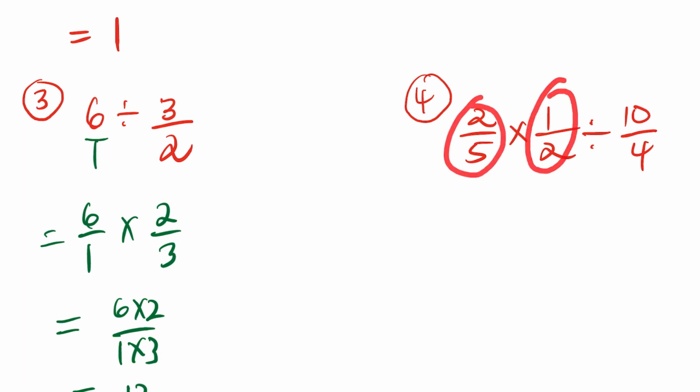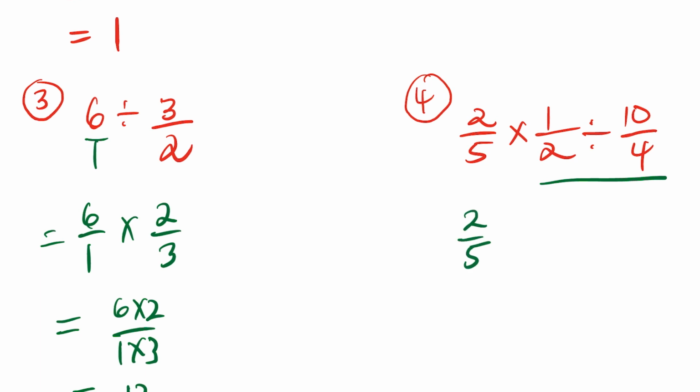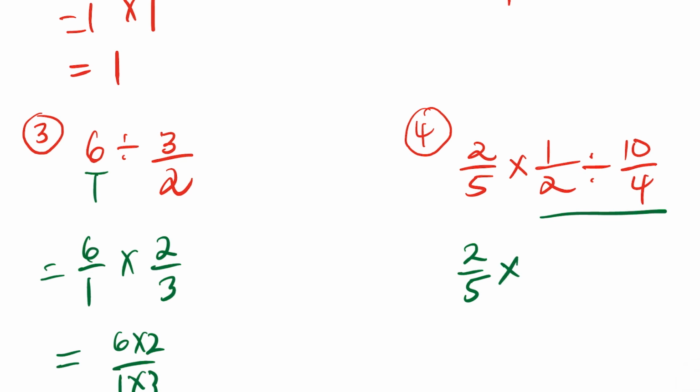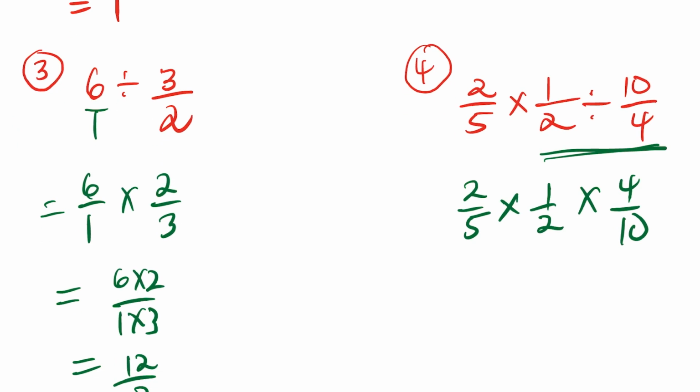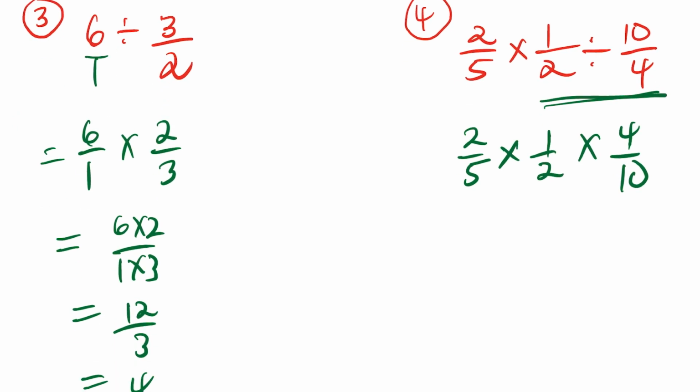Let's go to this one, the last one. We have this fraction times this fraction, divided by that. So here we need to look at BODMAS. We're going to start with the division. We keep that fraction, and then in this division, this fraction, we write it as it is, and then we change the division into multiplication. It's going to be 4 over 10, and then there are common factors here and here, and this one will be 1 over 1.